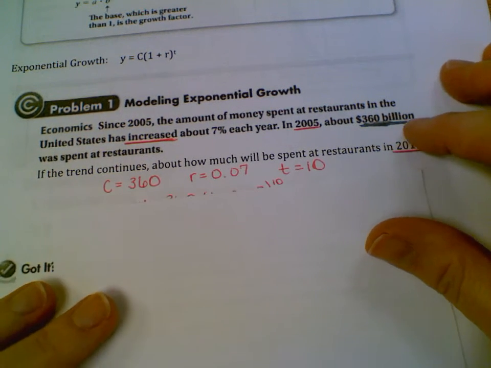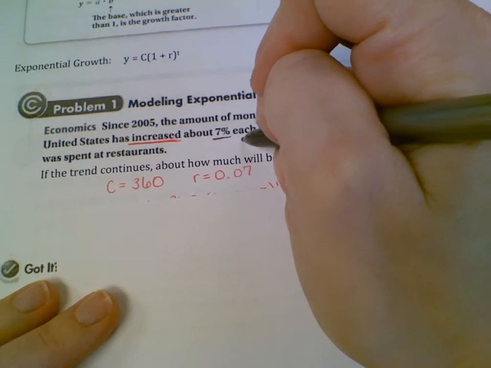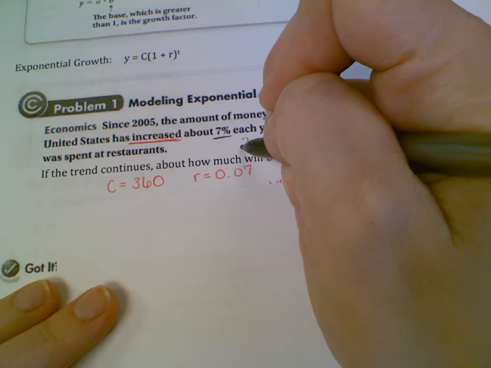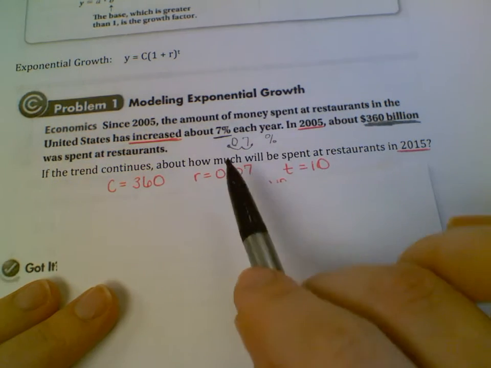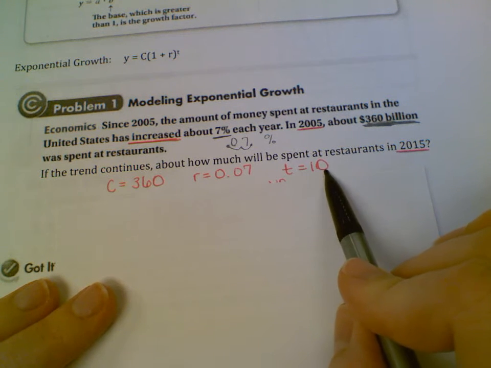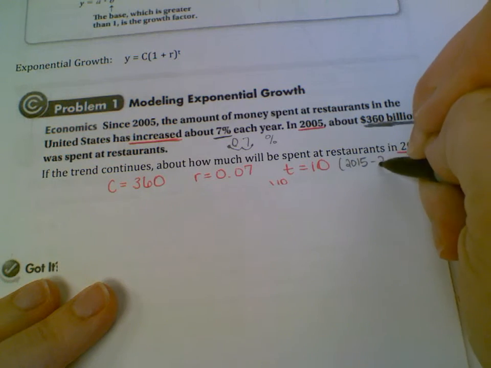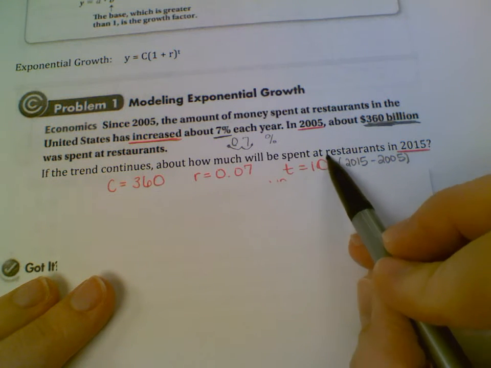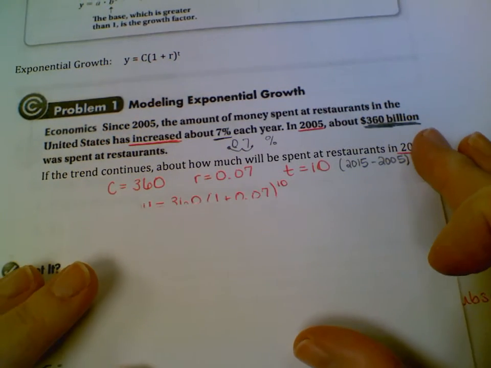For the r, I'm going to change this percent into a decimal. Remember, to change it into a decimal, it's currently a percent, so I move it over 2 spots to the left and add in any zeros to fill in the gaps. So that's why my percent changed to decimal form is 0.07. And then for my time, I'm going from 2015 to the year 2005, so I'm going to subtract those two to find out what my time is, which is why I'm going to use 10. So after I figured out what my 3 variables are, I'm going to plug them into my equation.